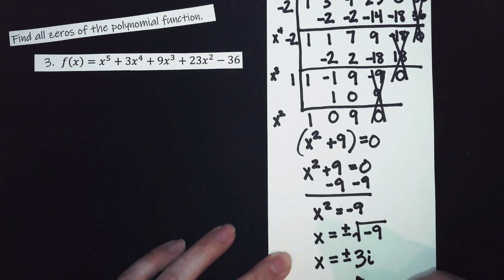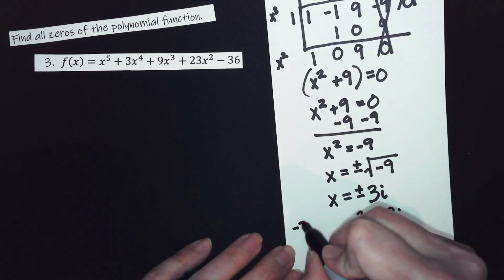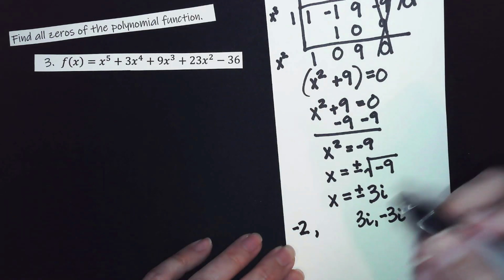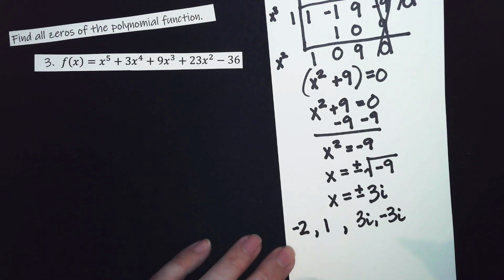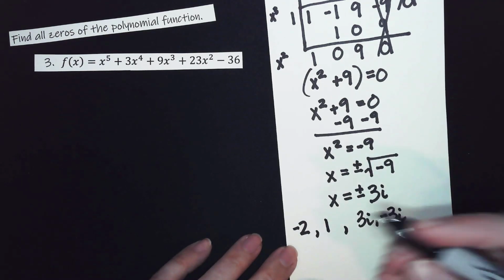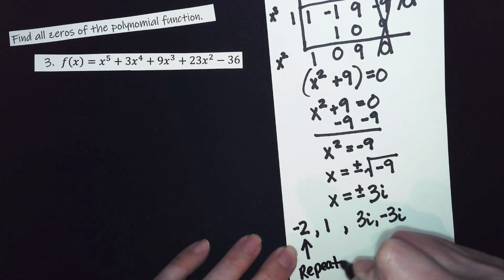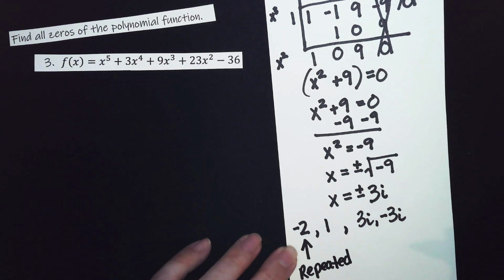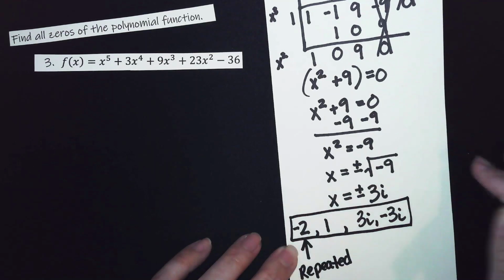So there's two more solutions. I have a positive 3i and a negative 3i. Well, put those with our original solutions. I have the solutions of negative 2, 1, and 3i and negative 3i. So we did find all 5 solutions, because negative 2 is repeated. But when I'm listing my solutions, I don't have to write the negative 2 twice. So there are your solutions to number 3.